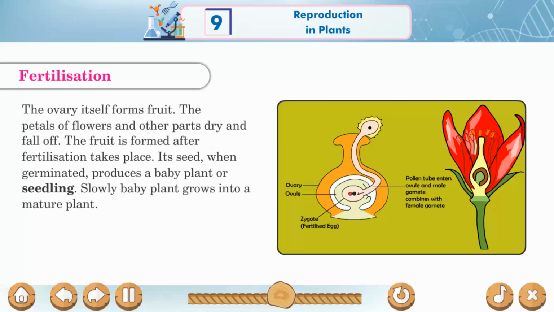The petals of flowers and other parts dry and fall off. The fruit is formed after fertilization takes place. Its seed, when germinated, produces a baby plant or seedling. Slowly, the baby plant grows into a mature plant.